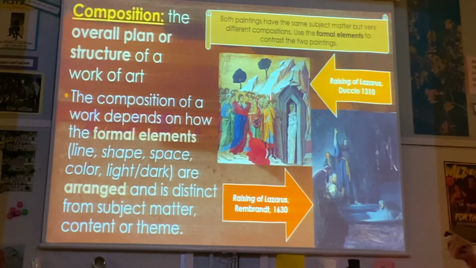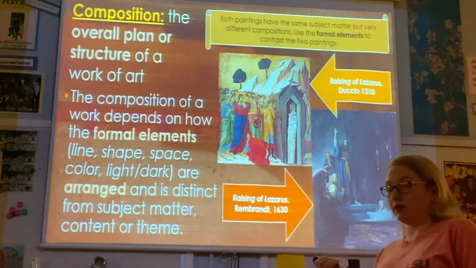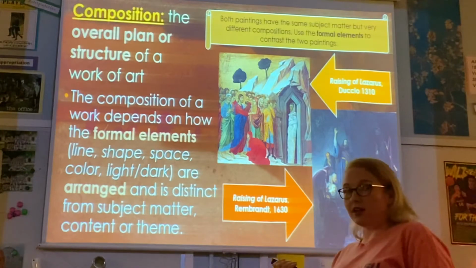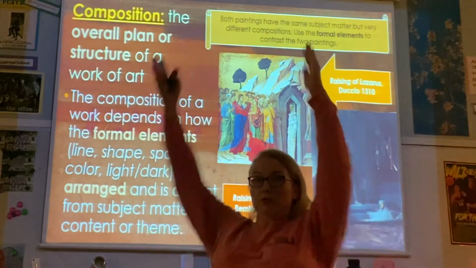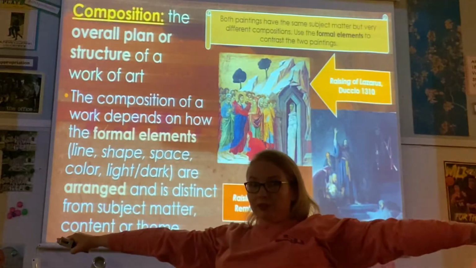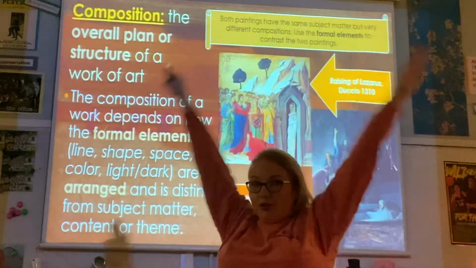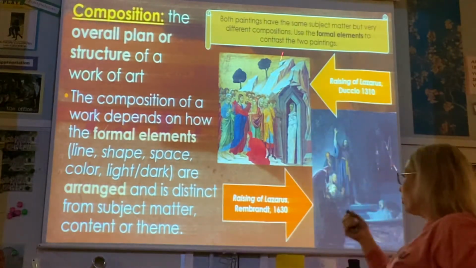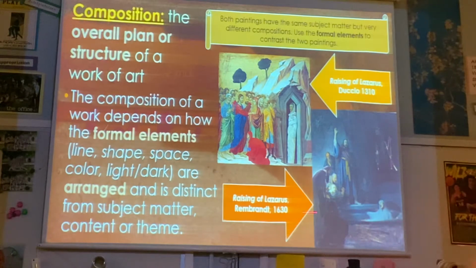What about the lines? There's a lot of what kind of lines? Up and down lines are called what kind of lines? Who went to pre-K that day? Whose pre-K teacher made them do vertical, horizontal? Yes, vertical, horizontal. So there's a lot of vertical lines in this one, and there's a lot of horizontal lines in this one. What about colors? A lot of bright colors in this one, a lot of dark colors in this one. Okay, so very different compositions, but exact same subject matter.